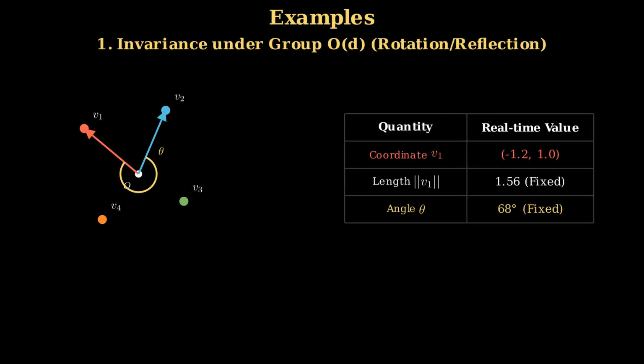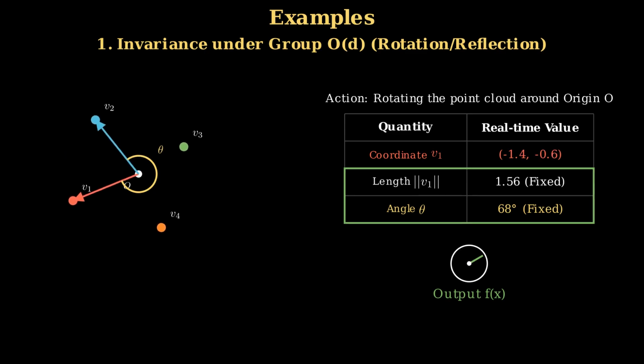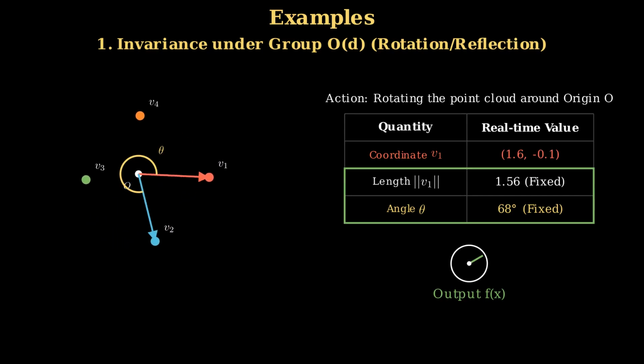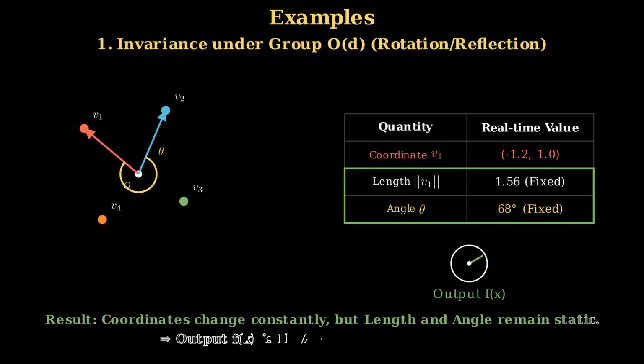Let's observe a real-time dashboard of these values. When we rotate the entire point cloud around the origin, notice that while the absolute coordinates change continuously, the length and the angle remain completely fixed. Because the inner products are unchanged, the output of the function f remains perfectly invariant to the rotation.